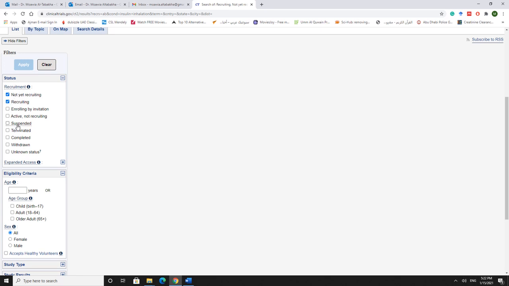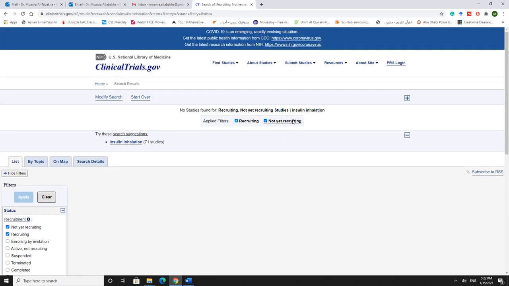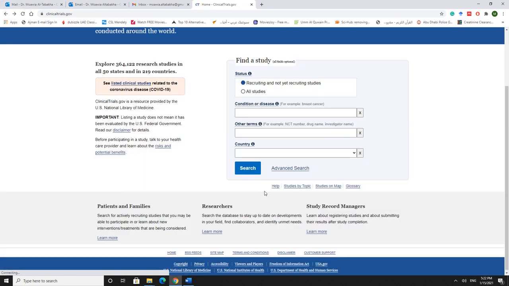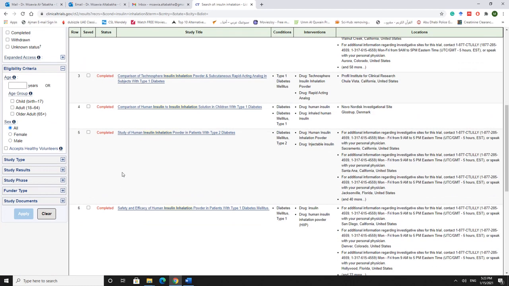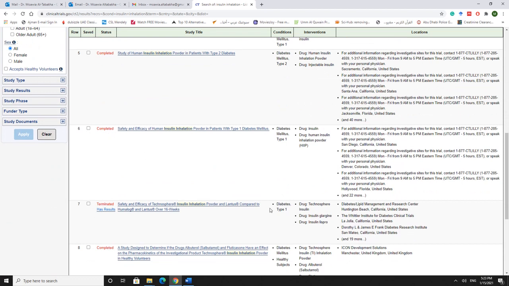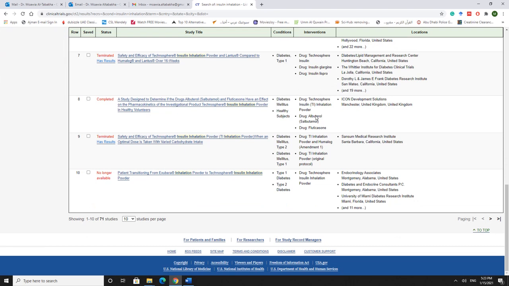Okay, here you can filter if you like, but anyway, let me see. No studies were found. Okay, I can say all studies. Insulin inhalation. It looks like they stopped doing it. See here, it says 71 studies found. Okay, it seems they are all completed. See here it tells us completed. Here it tells us the location. Here it tells us what the condition was in the clinical trial, and what the intervention was, meaning what they used, the medication. Okay, this one is terminated and has results.